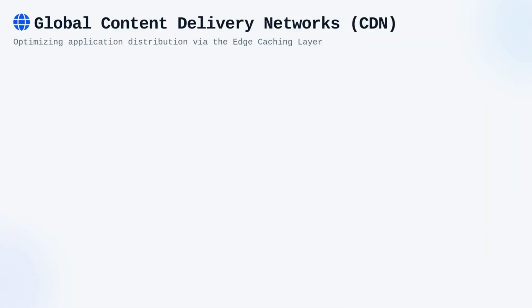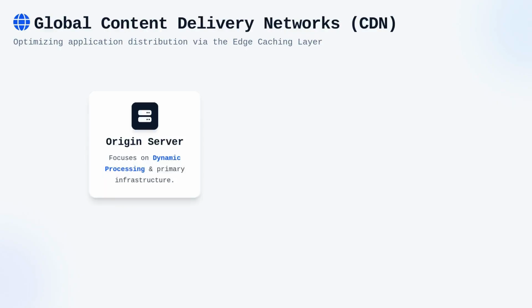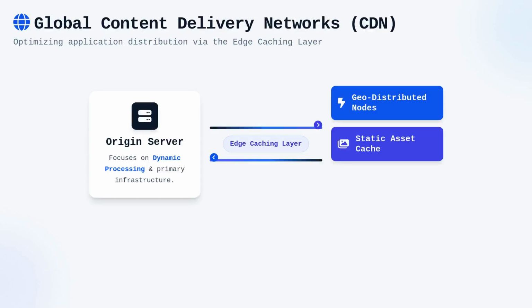Transitioning from connectivity to global distribution, we must look at how content delivery networks, or CDNs, function as an edge caching layer for your application assets. Instead of forcing every end user to interact with your origin server, a CDN leverages a geographically distributed network of servers to cache static content like images, style sheets, and scripts physically closer to the user.